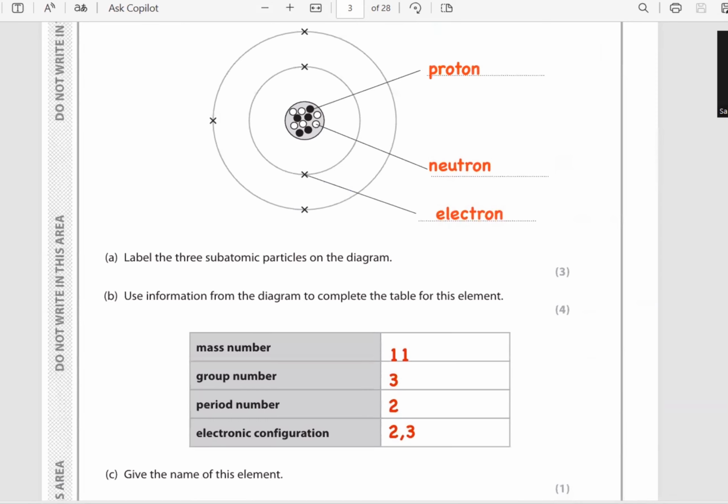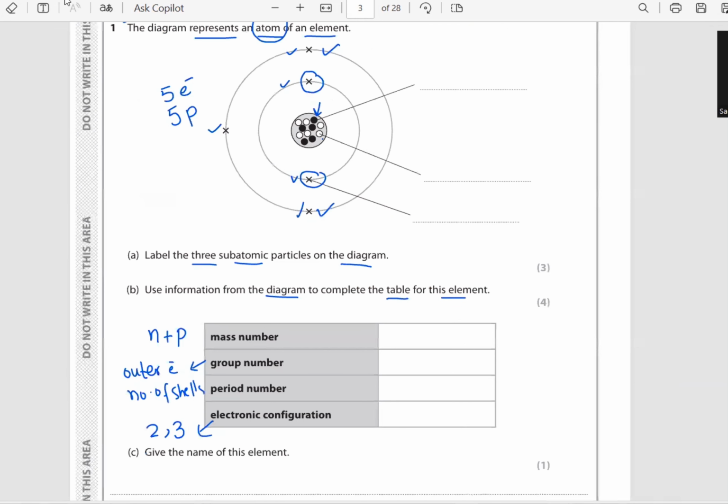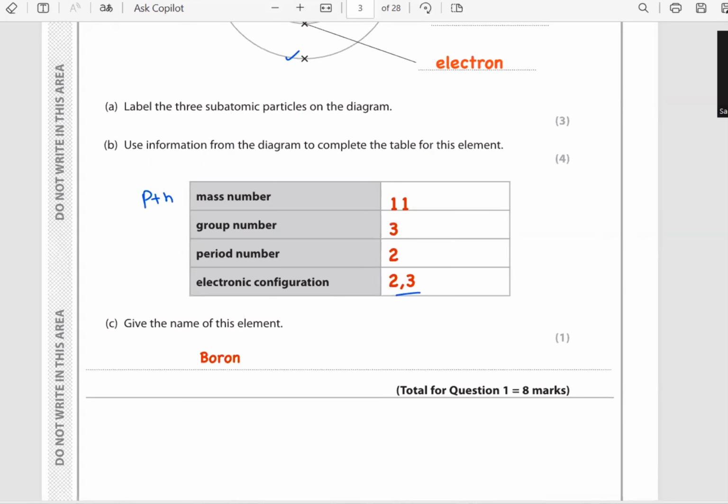So here, mass number, add up all the particles in the nucleus. You will get the proton plus neutron. Group number is outer electrons, which are 1 and 2 and 3. And electronic configuration is 2, 3. Give the name of this element. For this question, you have to go to the periodic table, and from the periodic table, check which element has 5 protons, and that is boron. You can check it from the periodic table.